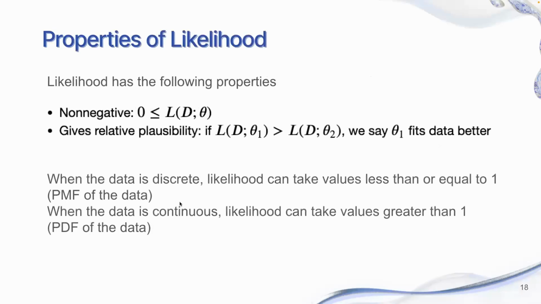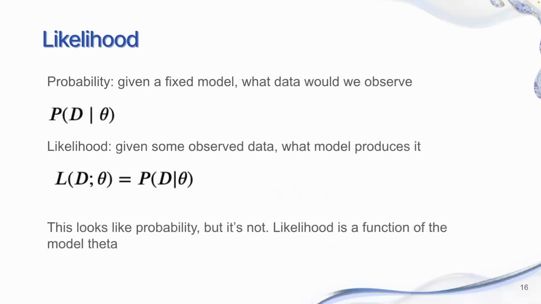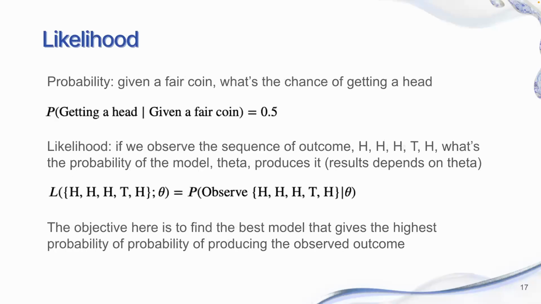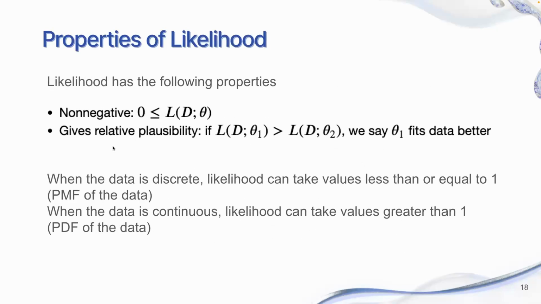So some properties of likelihood. First of all, it's non-negative. As we said here, it's not really truly a probability, but it equals a probability of some form. According to the rules of probability, it's between 0 and 1. So your likelihood can only be non-negative.